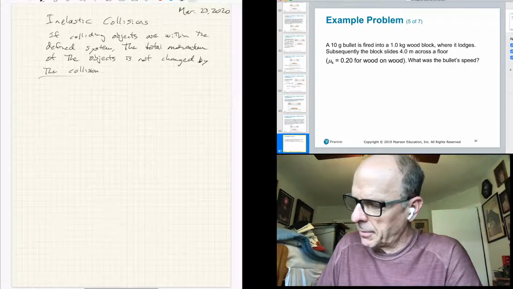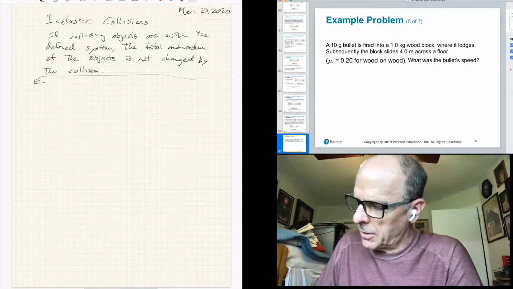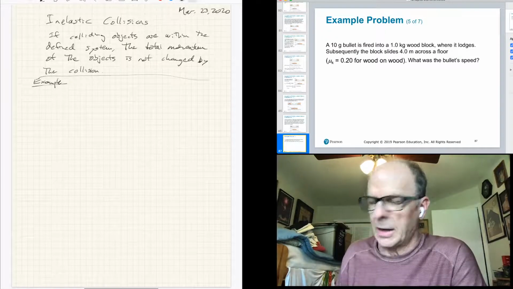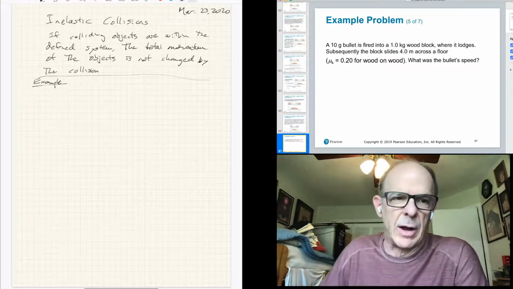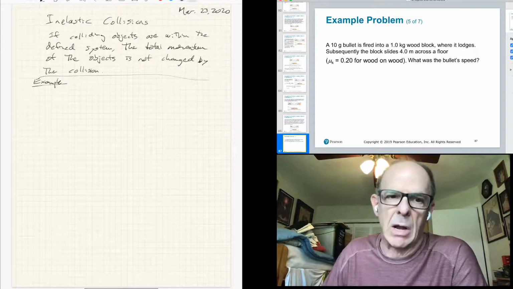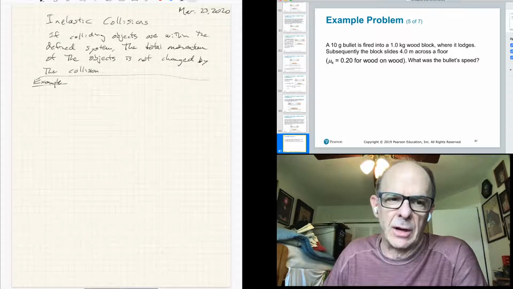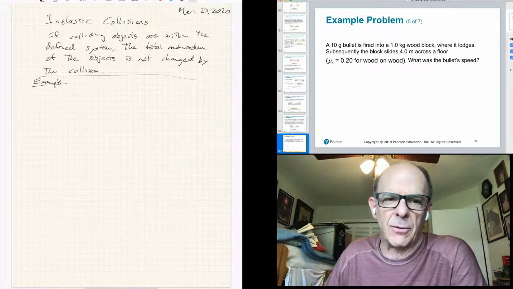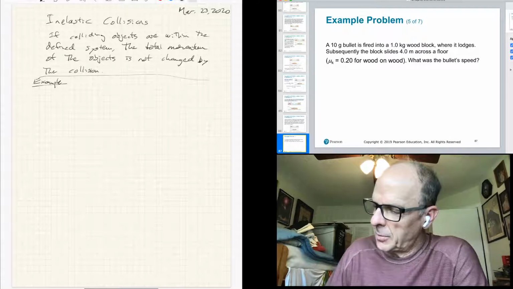The slides work you through an example, and we'll just go ahead and do our own example ourselves, because you can read the example that's worked out in the book and the slides just as well as I can. In this example, we have a 10-gram bullet fired into a 1 kilogram wood block where it lodges and sticks. Subsequently, the block slides 4 meters across the floor. What was the bullet's speed?